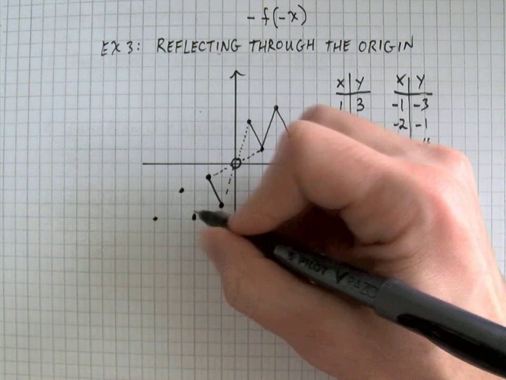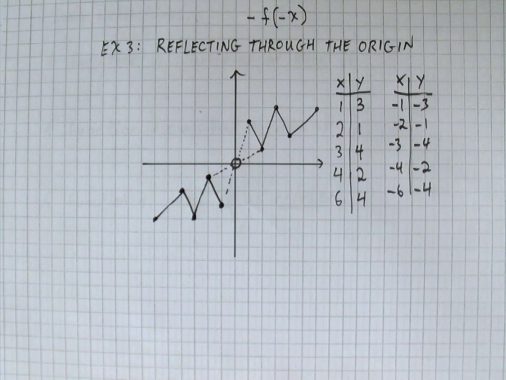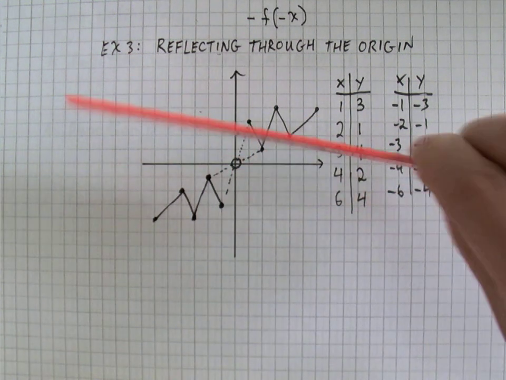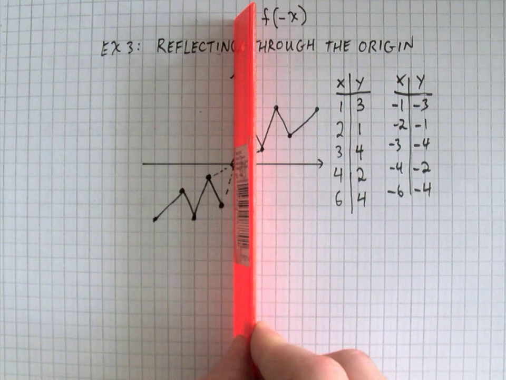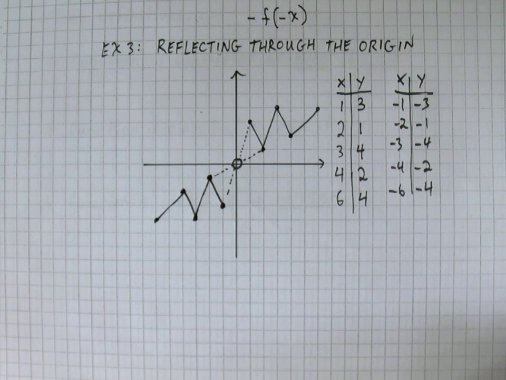And you see that that's the same effect as mirroring the function about the y-axis and then about the x-axis. Or if you prefer, x-axis first, then y-axis. The order wouldn't matter there. And it's the exact same result as you get in your tables. That's how you reflect a function through the origin.